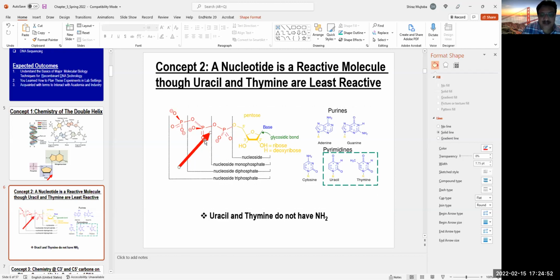Remember that the building blocks for nucleotides are how many types? 4 types: adenine, guanine, cytosine, thymine. So the precursors for these are GTP, ATP, TTP, and CTP in the case of DNA.